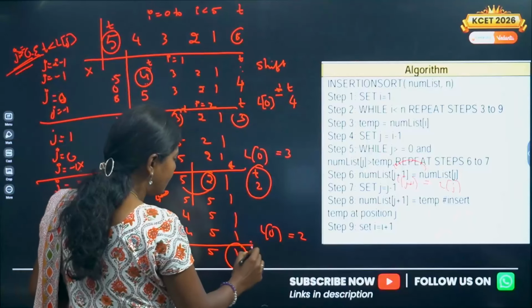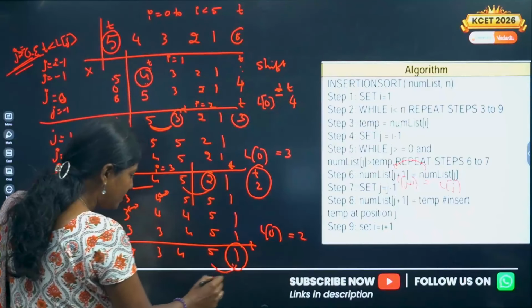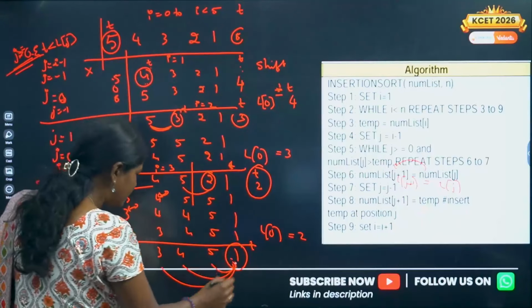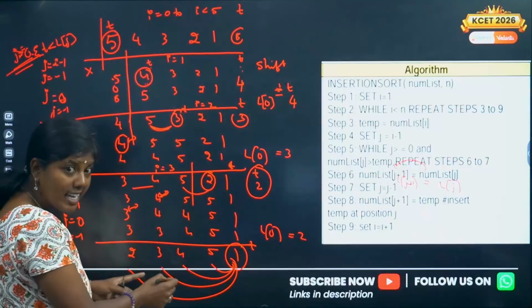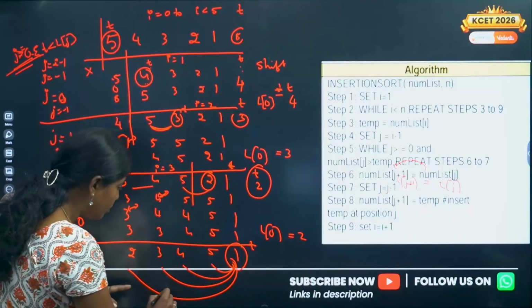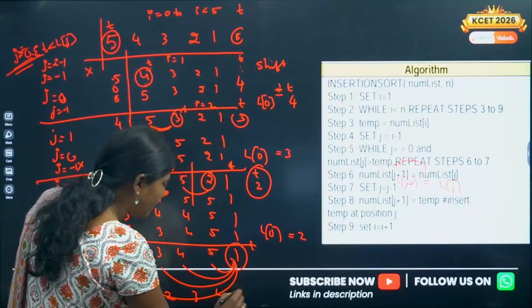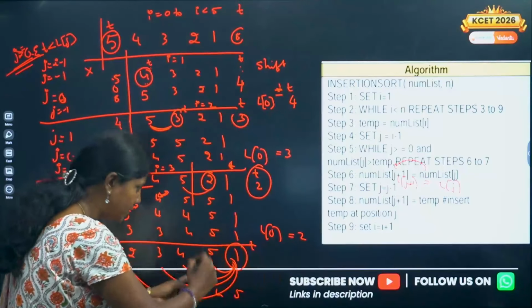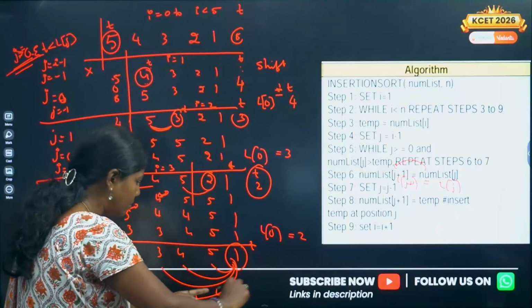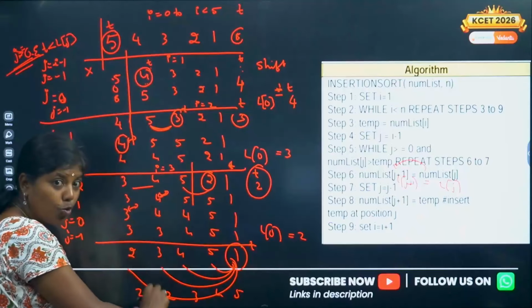Similarly, how it happens? This will be temp now. It is again compared with this, and this, and that. And this time also you should remember how it goes. It will be 2, 3, 4, 5. Because first time 5 will be shifted, 4 will be shifted, 3 will be shifted, 2 will be shifted, and again 2 will be repeated.